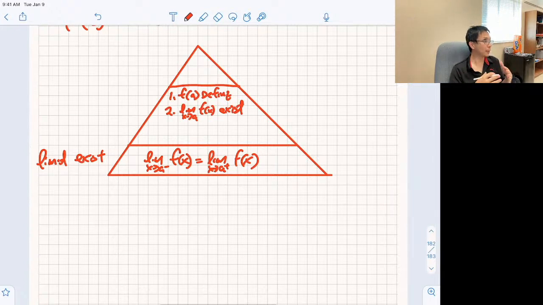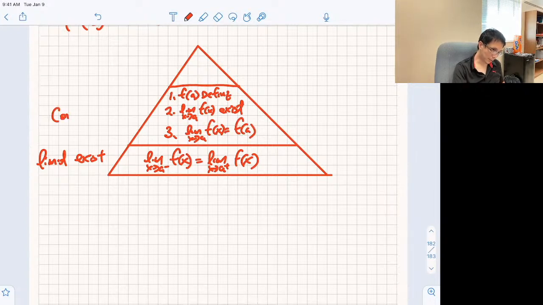So that just means two lines connected to an open circle. But the two lines connected to the open circle has to be equal to the closed circle. So the third one is the limit as x approaches a of f of x has to equal the solid dot. And this one is continuous. Then what is the last one here? The last one's called differentiable.